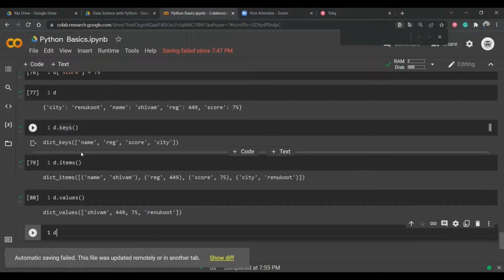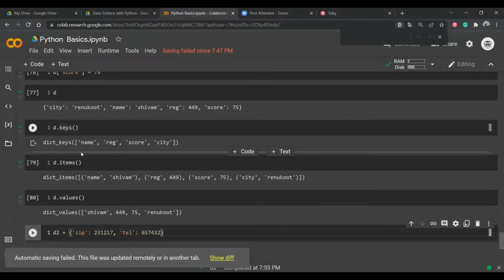Suppose I have a new dictionary over here, and here I have some more information about me. Maybe my zip code, and maybe my telephone number.